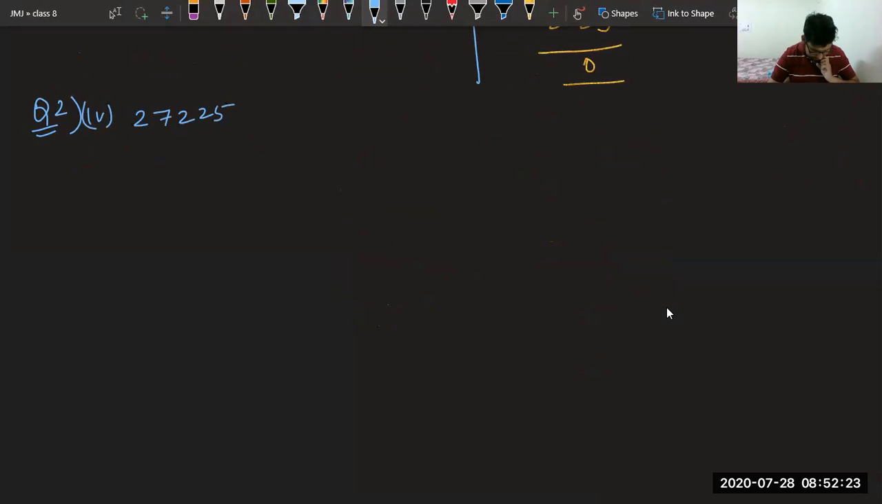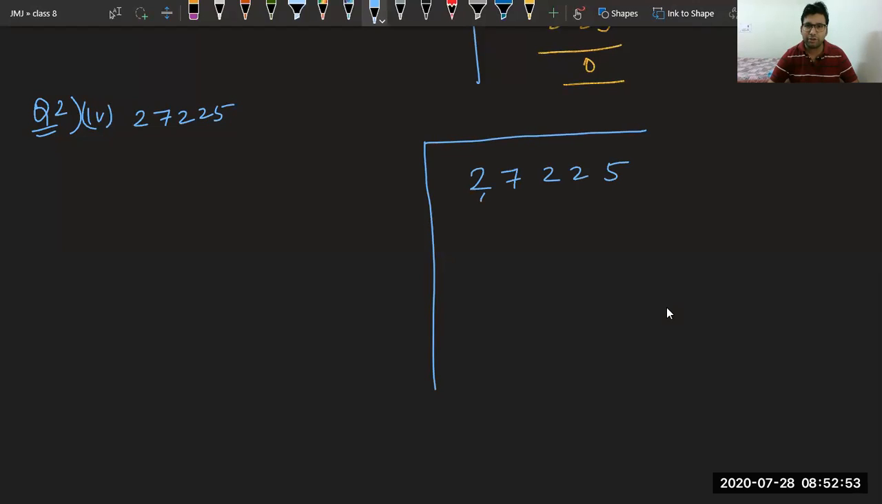This is without any calculation. So first we will learn how to find it. First, try to find by the method that we have learned. We have 27225. So we have 1, 2, 3, 4, 5 digits. We will start forming the pairs from the right end. First pair, second pair, and third pair. I have added this 0 from my side.